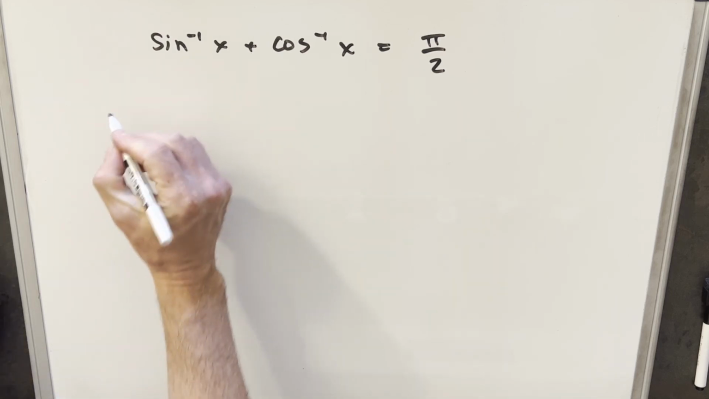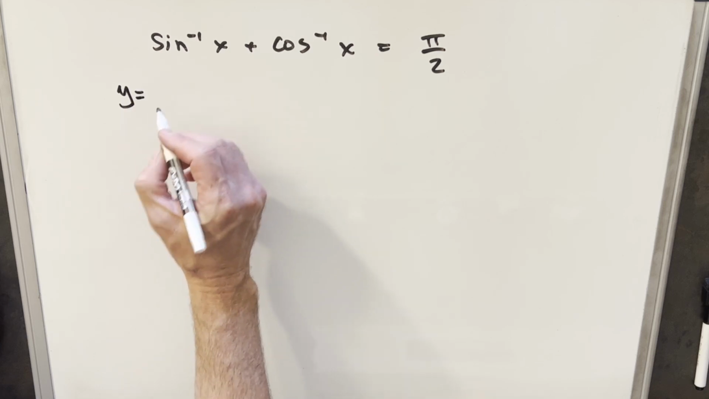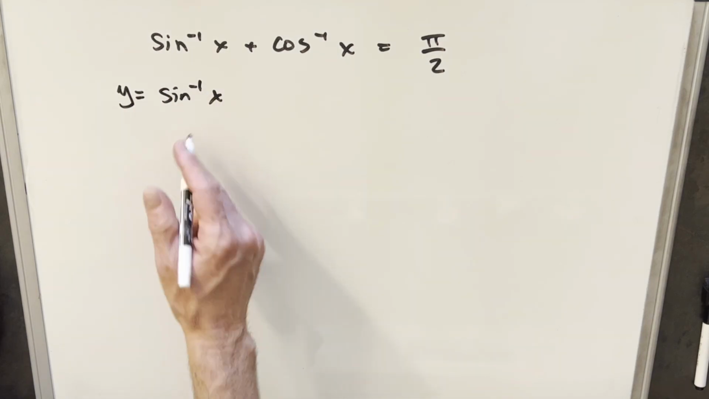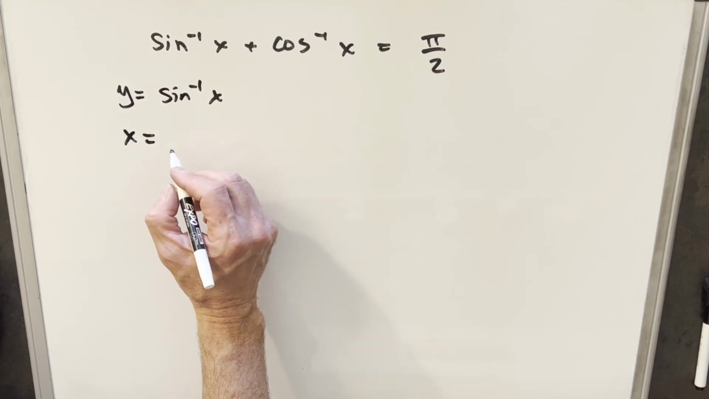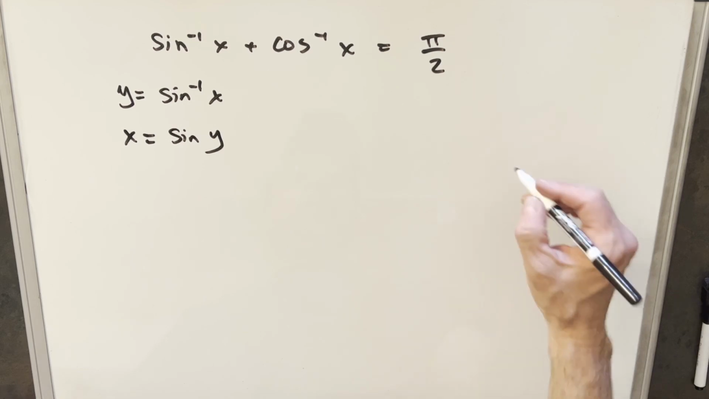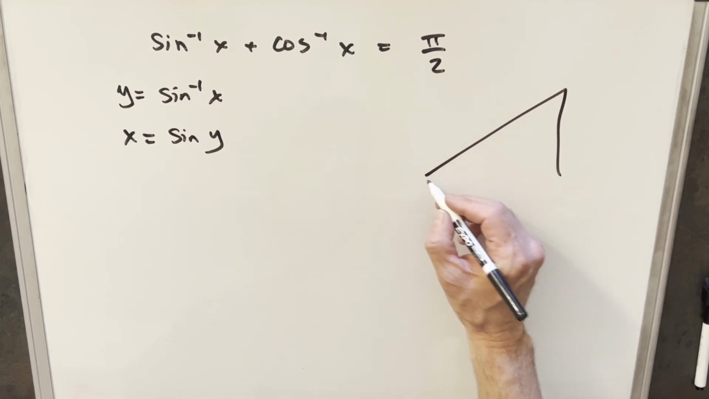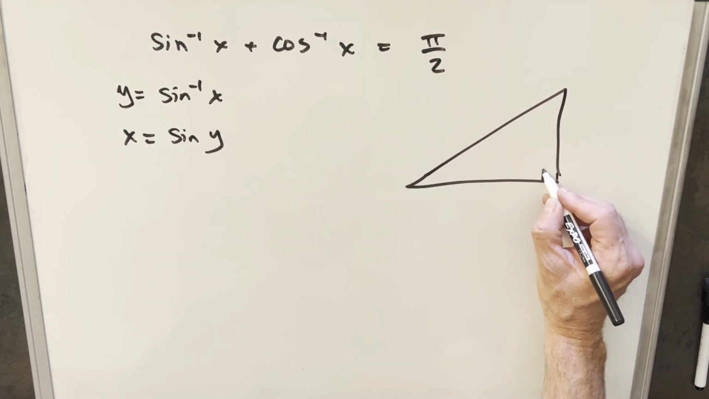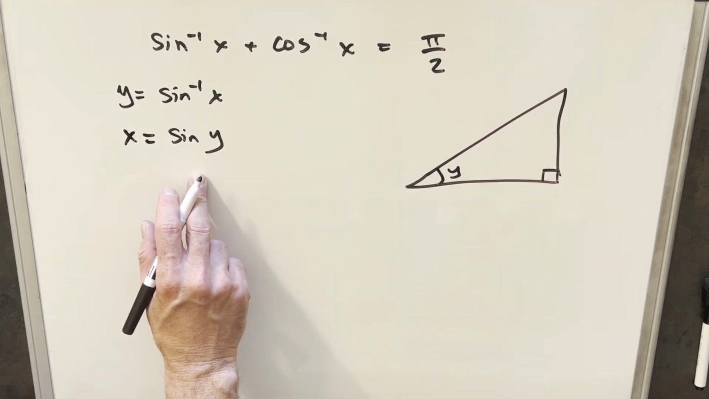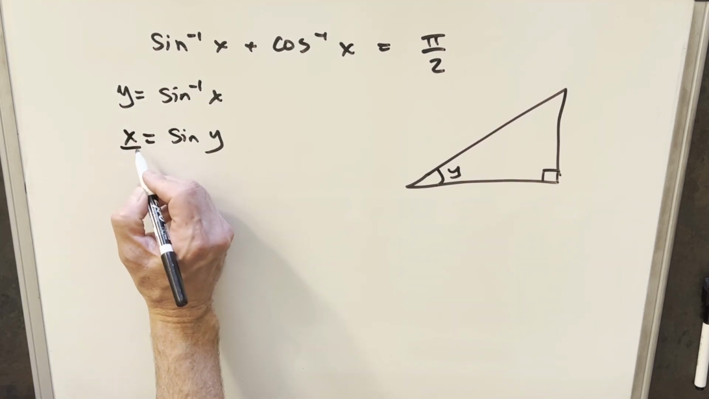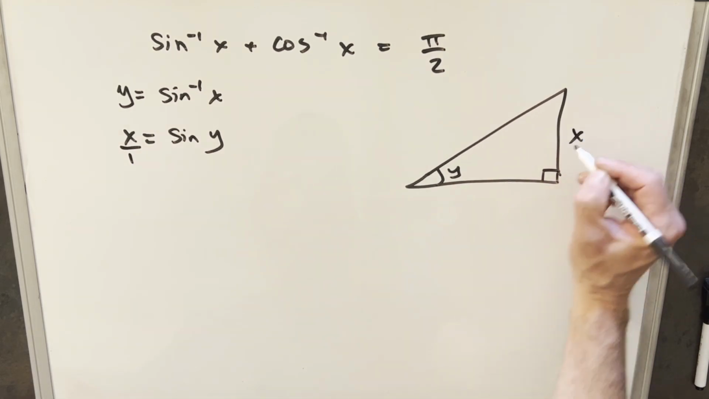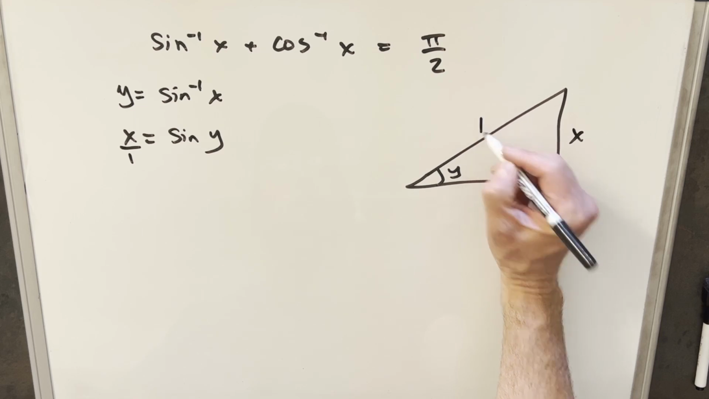So to get started, we'll create a variable, say y equals arc sine of x. Then I can rearrange this, solving for x. We could say x equals sine of y. With this, I can draw a right triangle, 90 degrees here, and our angle is y. Sine is opposite over hypotenuse, so we can write this as x over 1. So opposite we'll call x, and our hypotenuse will be 1.